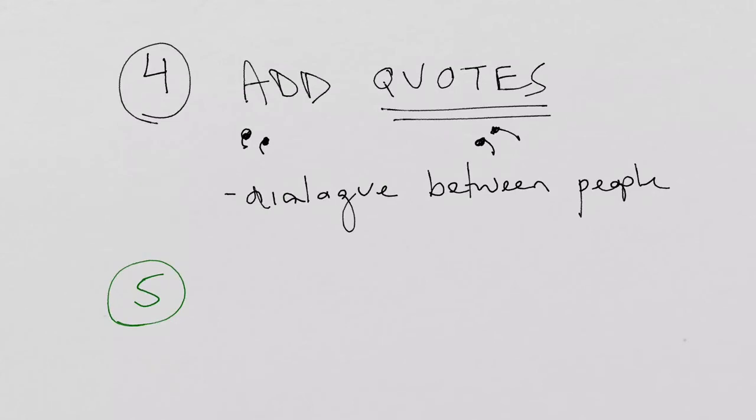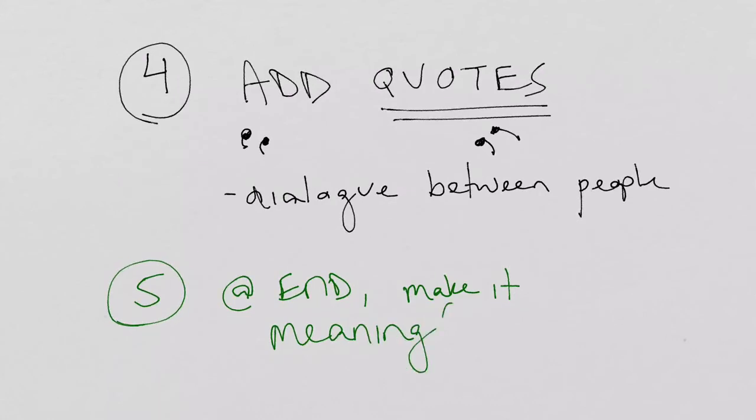And my final tip for drafting your story or doing the typed draft of your story is when you get to the end, at the end, make it clear why your story has value. Make it meaningful.